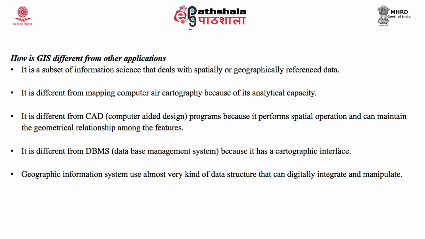So it is now important to understand that GIS is different from other applications. Now let us look into what are those things that make GIS different from various other applications. The first thing is that it is a subset of information science that deals with spatially and geographically referenced data. It is different from mapping or computer cartography because of its analytical capacity. It is different from CAD, that is computer aided design program, because it performs spatial operations and can maintain the geometrical relationship among the features. It is different from DBMS, database management system, because it has a cartographic interface.